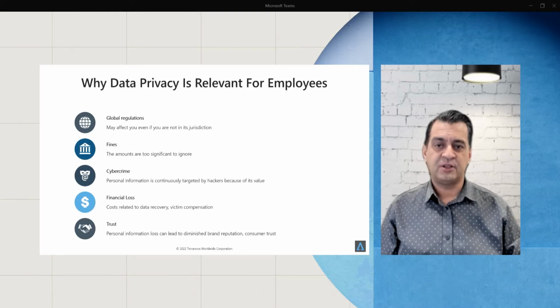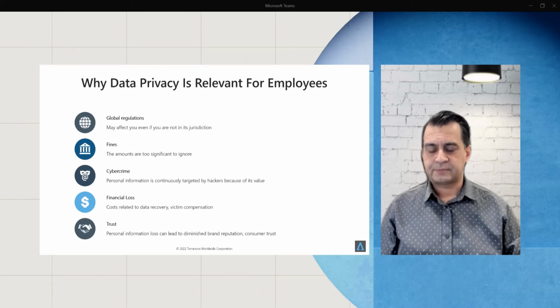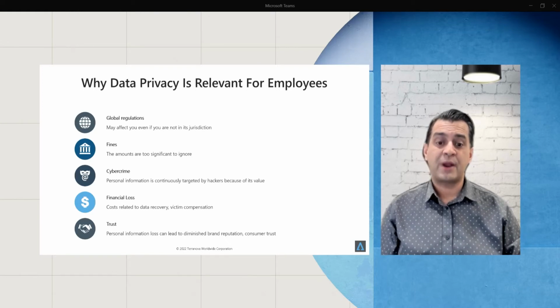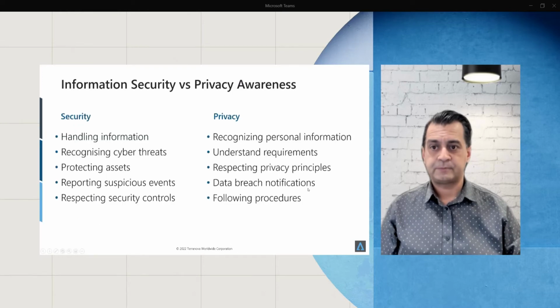Also, as a result of a data breach, organizations may incur significant financial losses, costs related to data recovery, and also potentially victim compensation and fines. Also, a data breach of personal information could lead to diminished brand reputation, consumer mistrust, and a long-term negative impact on revenues of the organization that has been affected.